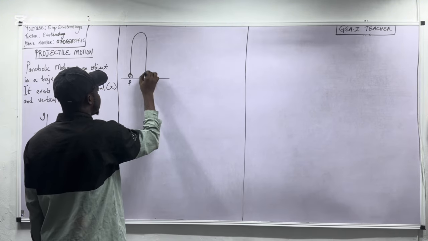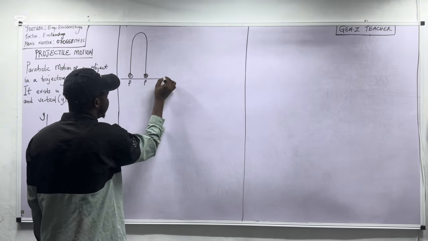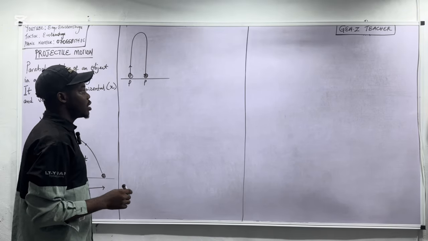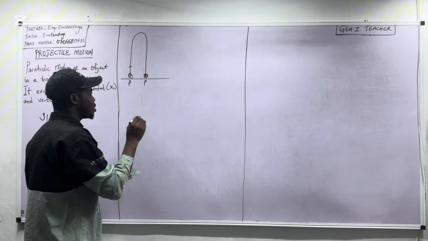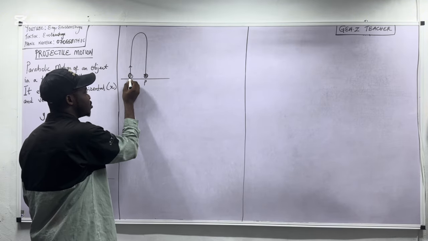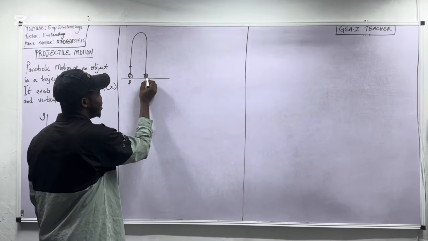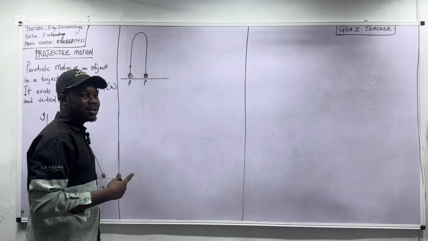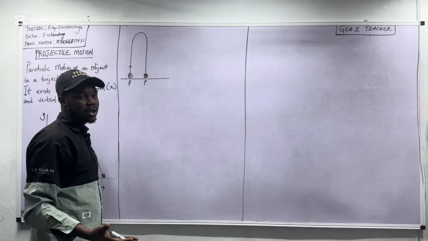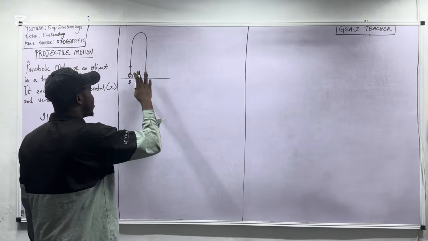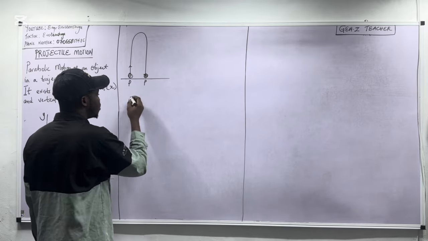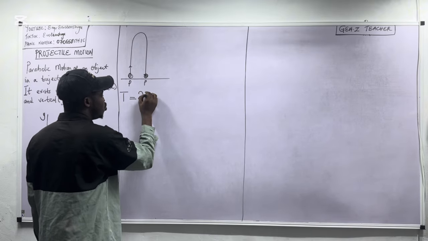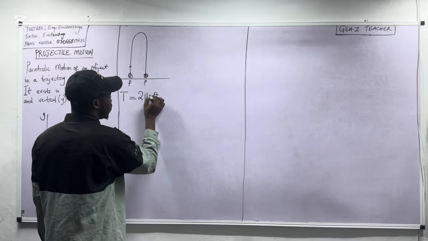So it should return back to what now? To this same plane P, okay? This same plane P. So it's shown vertically upward. Now, in this kind of question, because the point of projection and the point of landing are on the same plane, then we can apply the derived equations of projectile. Since we're asked to find the time it takes to leave the ground and come back to the ground, that simply becomes the time of flight, which we know as 2u sine theta over g.